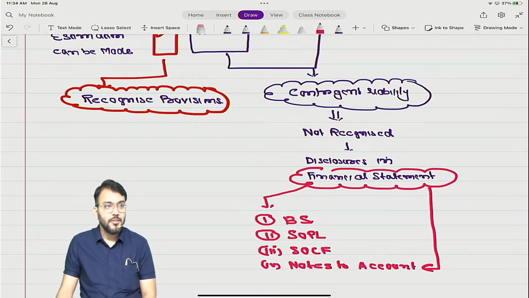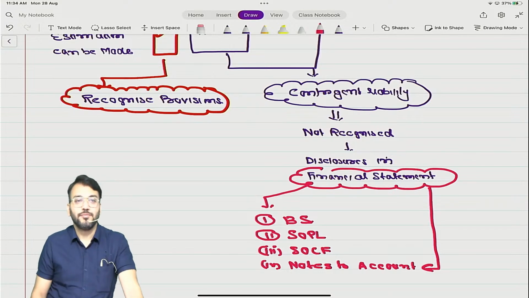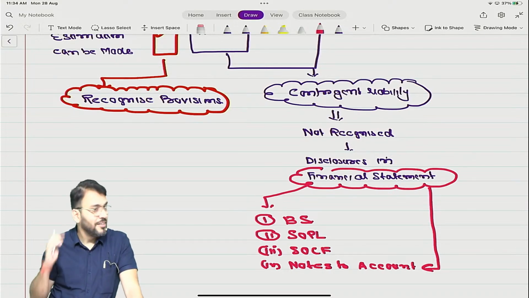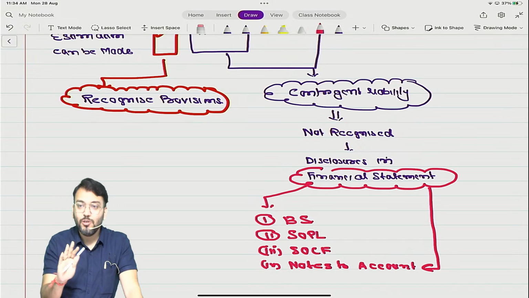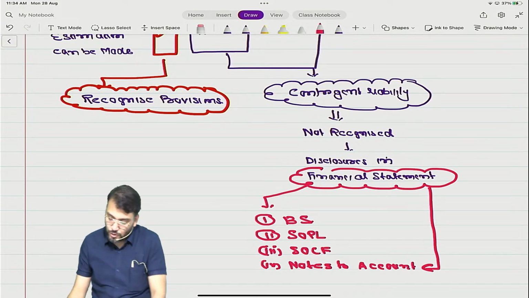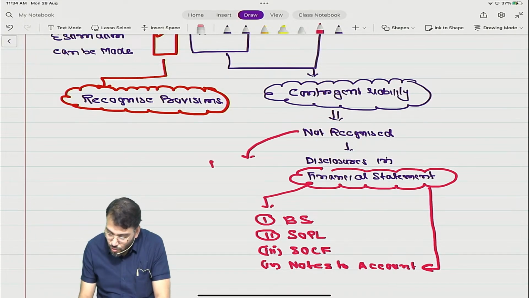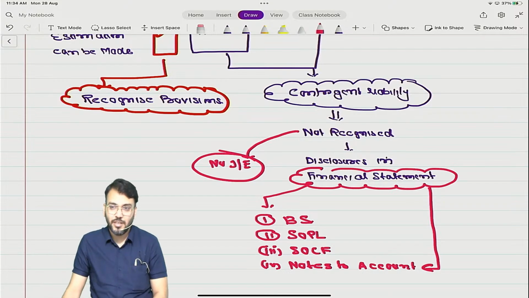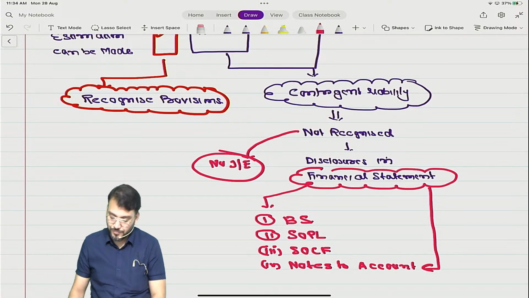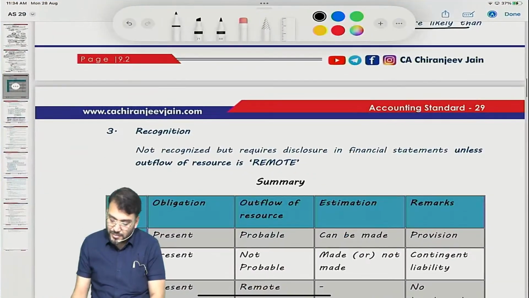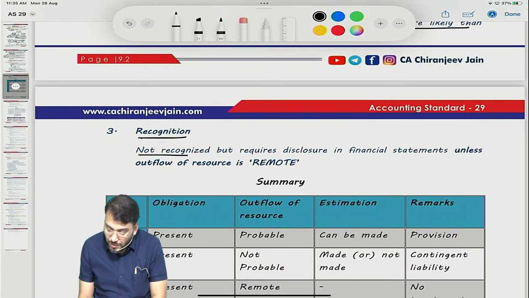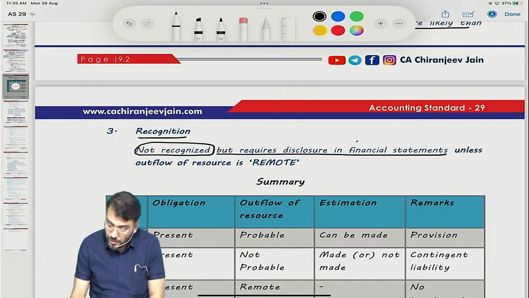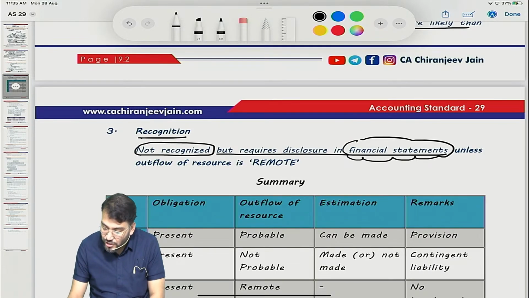Simple. So what is the journal entry for contingent liability? No journal entry. Correct. We don't recognize, which means no journal entry. JE means journal entry. So what they are saying is: not recognized, but requires disclosure in financial statement. And disclosure in financial statement means what?